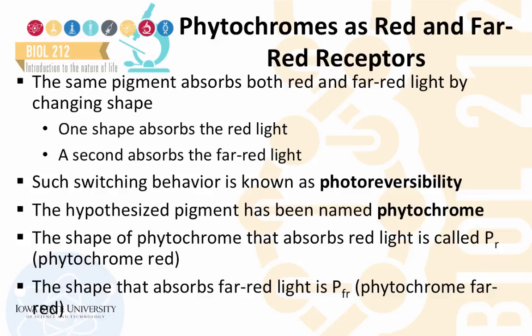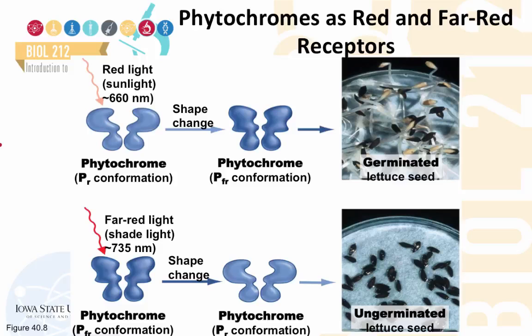The pigment that scientists hypothesized was responsible for responding to red and far red lights was named phytochrome. The shape of phytochrome that absorbs red light is called PR, or phytochrome red. The shape that absorbs far red light is PFR, or phytochrome far red. This image illustrates how a change in the conformation of phytochrome affects germination in lettuce seeds.